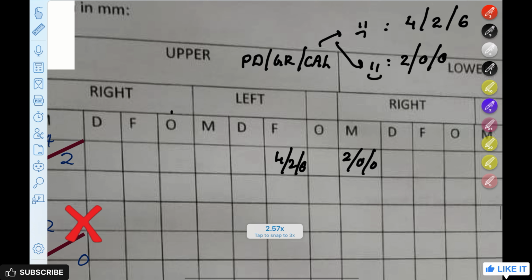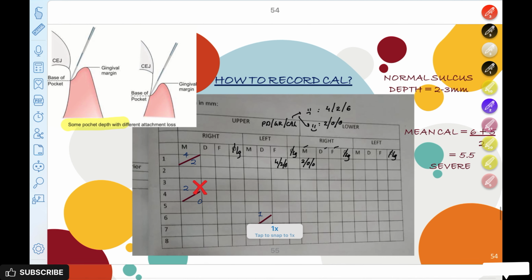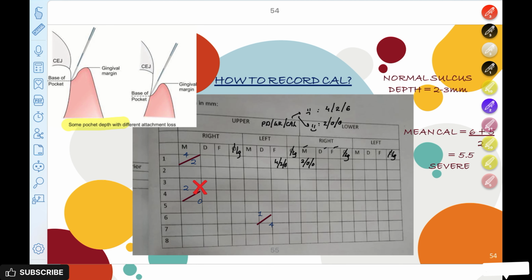And this is not occlusal, this is lingual. Mesial, distal, facial and lingual. So this was all about how to record CAL. Simple. As you can see here, gingival margin, base of pocket, gingival margin. So this is the clinical attachment loss. You have to note the gingival recession plus the probing depth. So you will get the CAL, that is clinical attachment level.